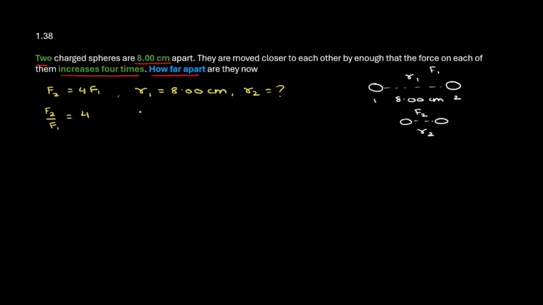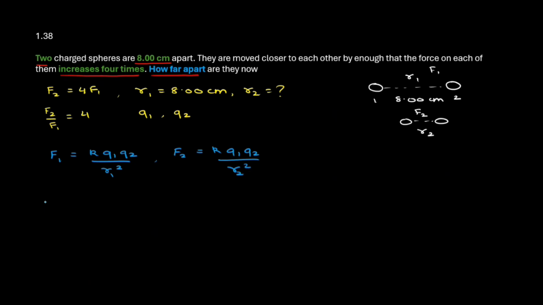Let the charge on sphere 1 be Q1, while that on sphere 2 be Q2. In the initial position when the spheres are 8 centimeter apart, we can write the force between them as F1 equal to K Q1 Q2 over R1 squared. And when they are brought closer together, we can write the new force F2 again as K Q1 Q2 over R2 squared, where R2 is the new distance between them.